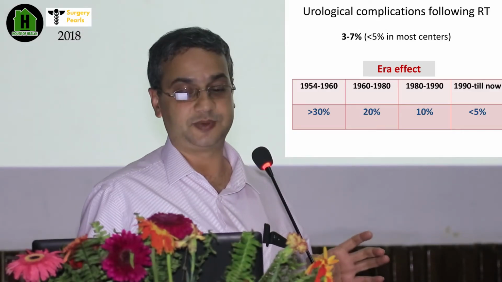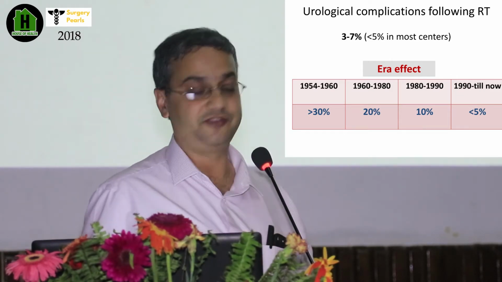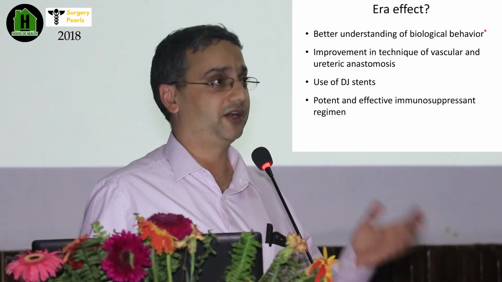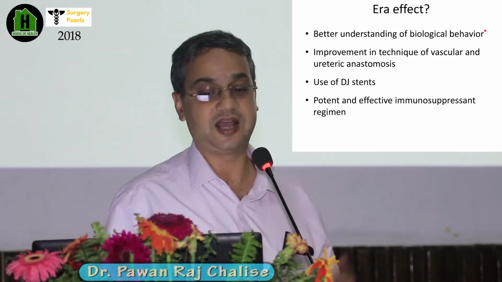I won't go into detail about the donor complications because they are the same as other nephrectomies, but some dreaded complications like avulsion of renal arteries sometimes happen, though they can be managed quite well. Urological complications after transplantation occur in less than 5% of cases, and there is an era effect. We all know why, because of better biological behavior, lots of good drugs, surgical techniques, and disease states that have come up.